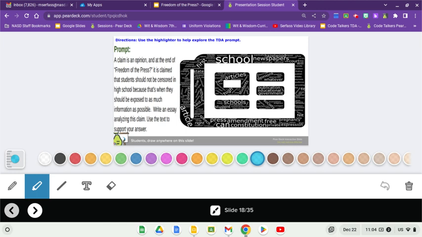So let's break down the prompt a little bit more now that we've read the full article. A claim is an opinion. At the end of freedom of the press, so let's go ahead and highlight some of the words that got consistently chosen as important words as we were reading along and reviewing the prompt. Let's get claim and opinion. At the end of freedom of the press, it is claimed, there's claim a third time, that students should not be censored. Censored seemed like an important word in high school because that's when they should be exposed to as much information as possible. Write an essay analyzing this claim, right?